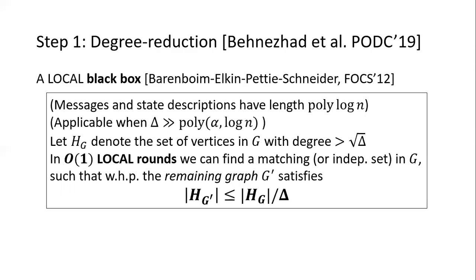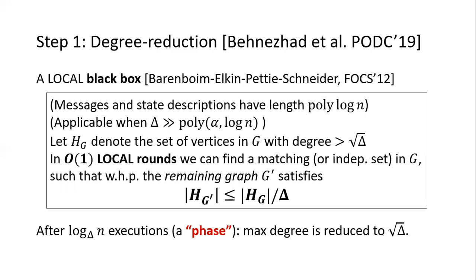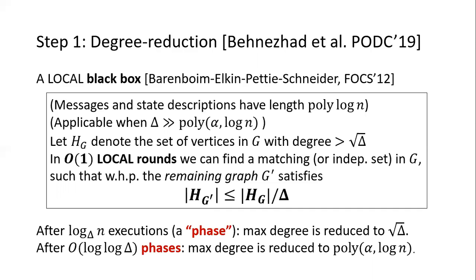Okay, so if we repeatedly execute this black box, say we run log base delta of n many times, then in the end, the number of high degree vertices becomes 0, which means the maximum degree already drops to square root of delta. This procedure is called a phase. So in one phase, we reduce the maximum degree by a root delta factor. So after log delta phases, we can reduce the maximum degree to very small, so the whole degree reduction step is finished.